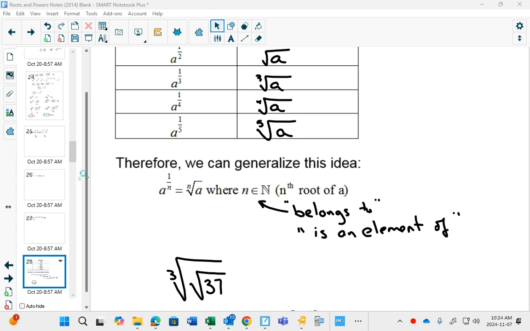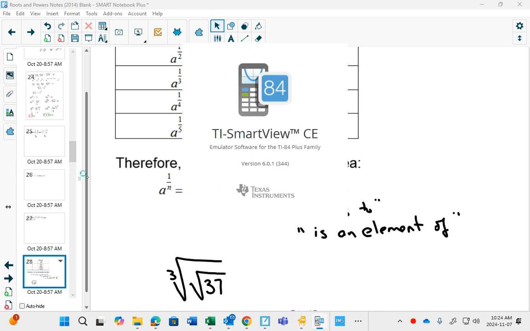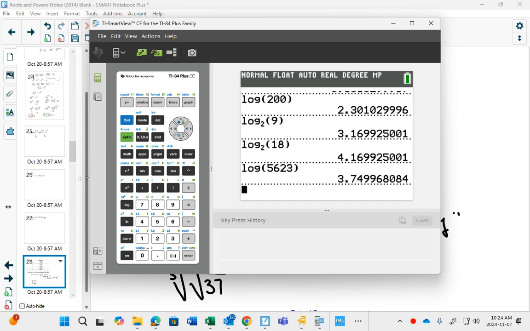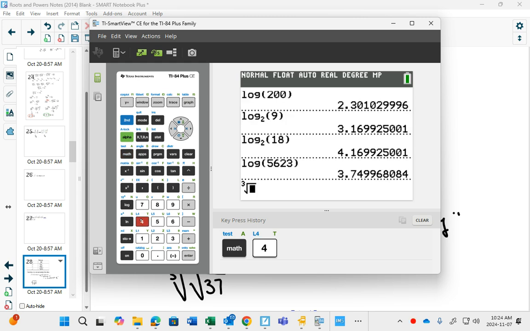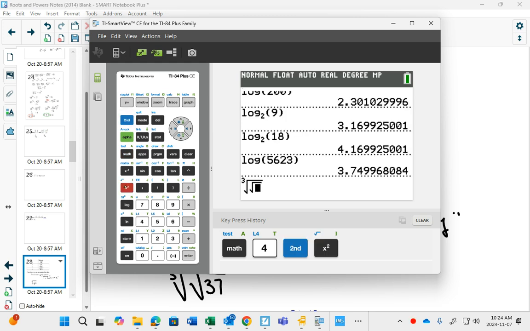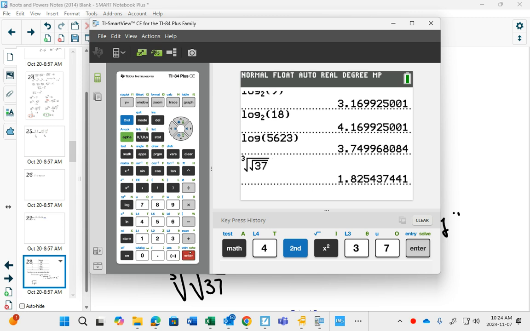First of all, can you figure out how to type this into your calculator? The cube root of the square root of 37. Okay, so this is a little bit of calculator practice. Whichever calculator you have, on my calculator I can get cube roots here, and then inside I'm going to put a square root of 37. And push enter, and find out that the answer is 1.825.